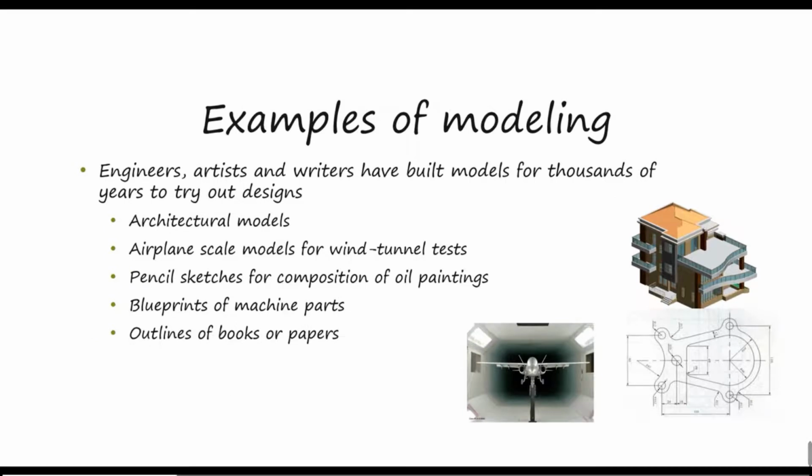So here are some examples of modeling. Engineers, artists, and writers have built models for thousands of years to try out designs. It is the same meaning as what we have discussed: try to test the system, and verify whether the target system fulfills our requirements. For example, we have architecture models, airplane scale models for wind tunnel tests, pencil sketches for the composition of oil paintings, blueprints of machine parts, or outlines of books or papers.